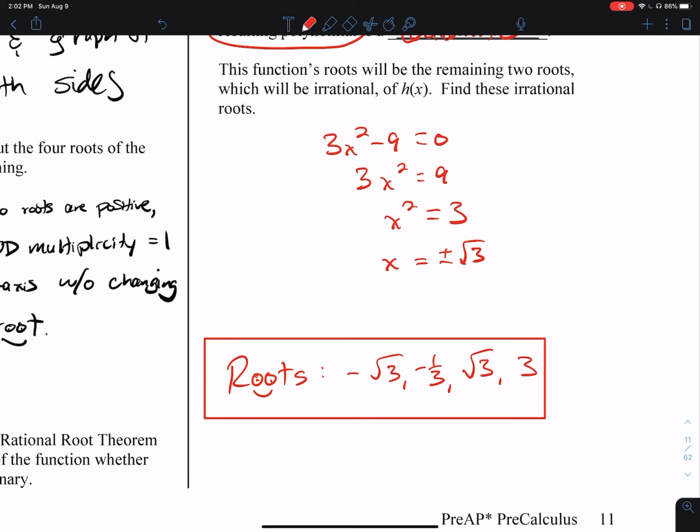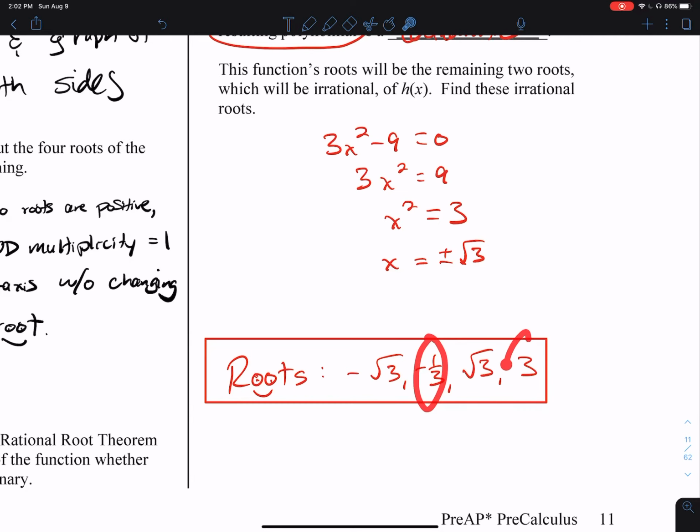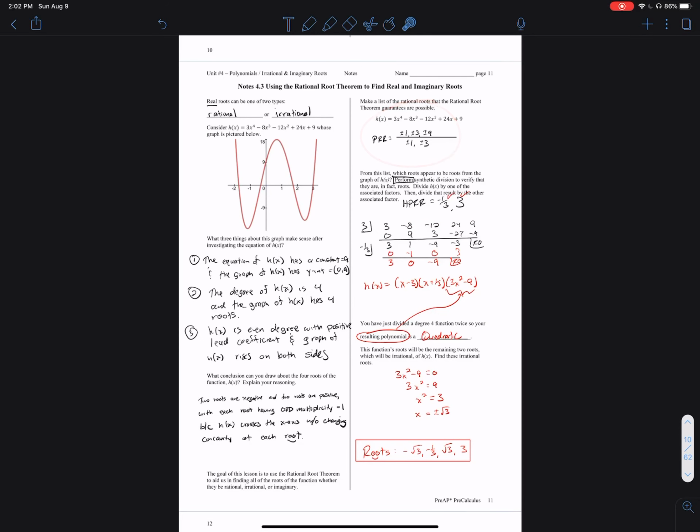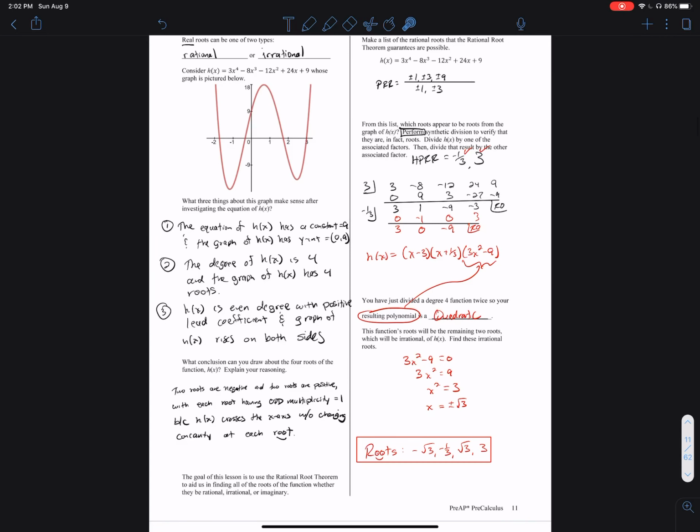Just to sum up, we got these fellas from the rational root theorem. We got many possible rational roots. We narrowed it down to these two based upon how it looked in the graph, and we could have been wrong about those. Turns out we weren't wrong, by using the synthetic division. We got these two roots, plus and minus the square root of 3, by taking our depressed polynomial, setting it equal to 0, and solving it.